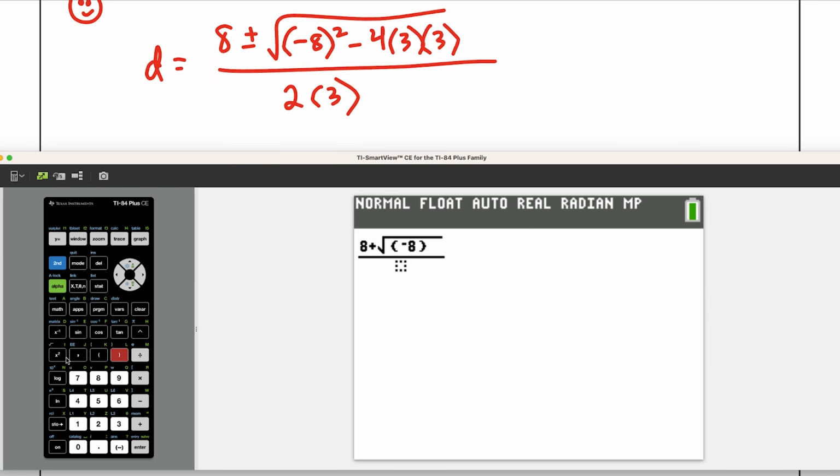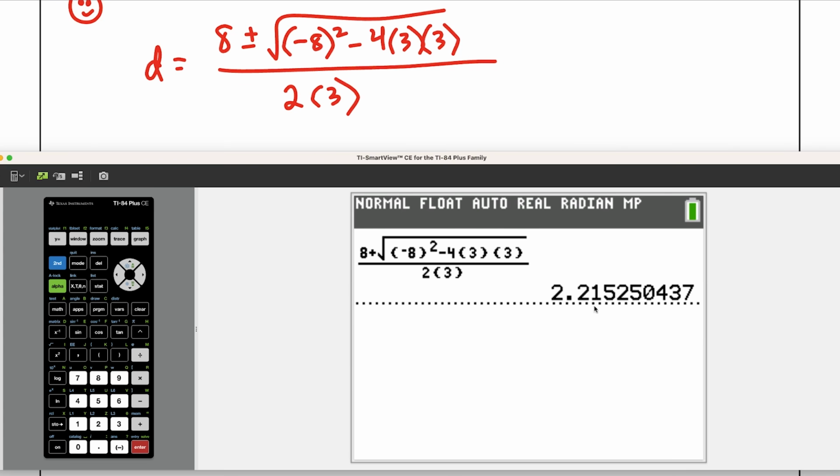I close the parentheses, and then I write my square, and then I have minus 4 times, and then parentheses mean multiply, so I could just write it with the parentheses like this. And the calculator will multiply all that stuff. And then on bottom, we'll pretend we don't know that 2 times 3 is 6. I'm just going to write it like this, and we press enter. And here's our first solution.